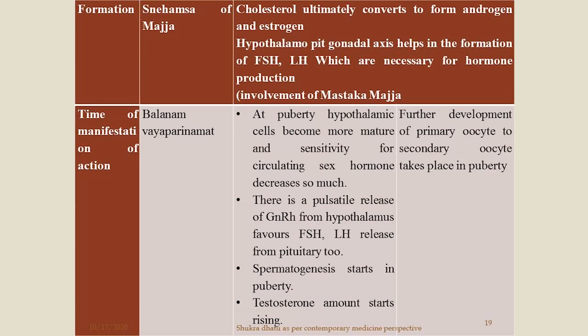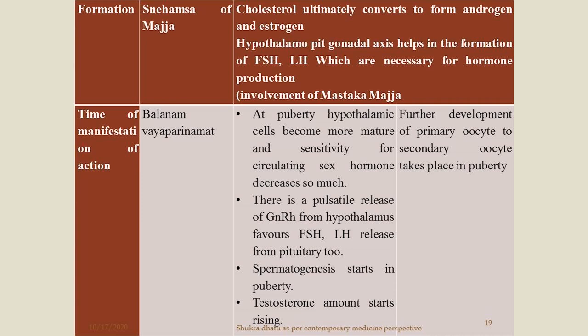And as well as the majja, if you consider the majja as the mastishka majja, we can easily understand the hypothalamo hypophysial gonadal axis in the formation of FSH and LH, which are necessary for the hormone production. The time of manifestation of action is clearly explained: even though Shukradhatu is present throughout childhood, it will be expressed by parinama, during the adolescent period, the teenage years. You can even see the special actions of sex hormones in the adolescent period.